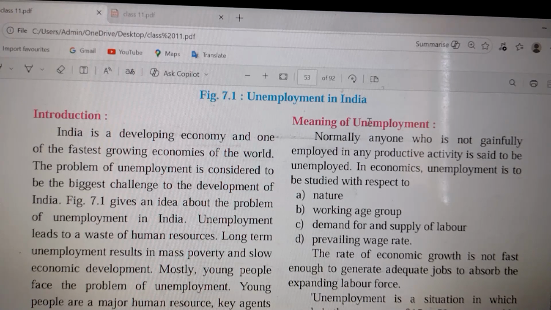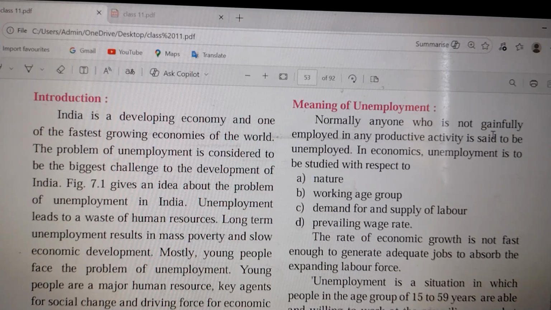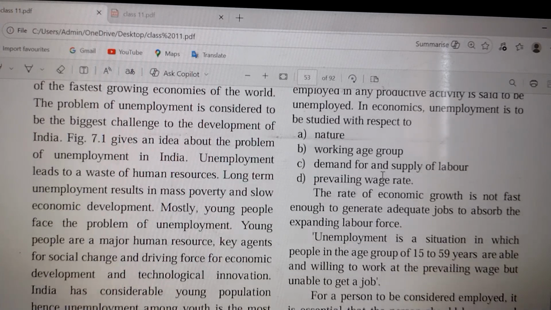Now let's understand the meaning of unemployment. A person who is not gainfully employed in any productive activity is called unemployed. Normally anyone who is not gainfully employed in productive activity is said to be unemployed. In economics, unemployment is to be studied with respect to nature, working age group, demand for and supply of labor, prevailing wage rate. So सरल शब्दों में मीनिंग समझे हम अनएम्प्लॉयमेंट का, तो कि जो व्यक्ति काम करने के लिए तैयार है और सक्षम भी है लेकिन उसे नौकरी नहीं मिलती, उसे अनएम्प्लॉयड, बेरोजगार कहा जाता है.